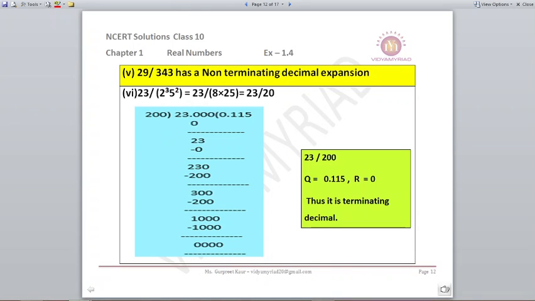29 upon 343. What is 343? 343 is 7 cubed. It is not in the form of 2 and 5. So it is a non-terminating decimal expansion and we are not going to divide this.